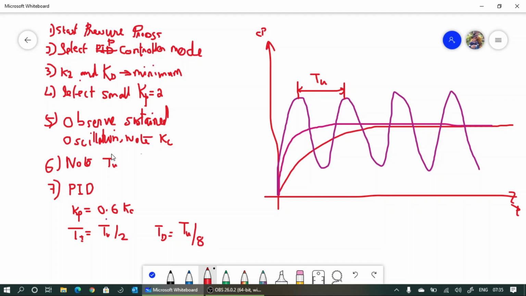So do this experiment on the pressure process or corresponding settings, then submit the values of Kp, Ti and Td. I will share the Google form, so you have to submit the figure where the critical gain is observed. Then you have to submit all these values like Kc, Tu, Kp, Ti, Td.